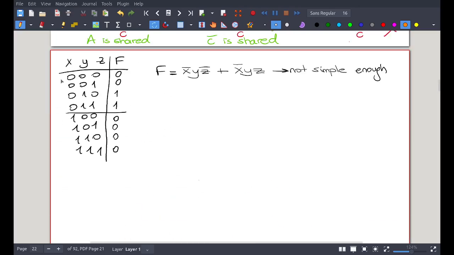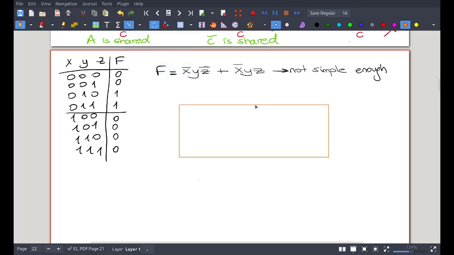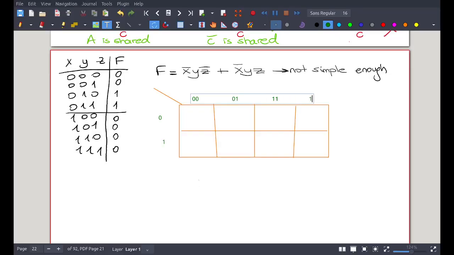Now we have an example. We are given this table, and we need to make it into a K-map table. How do we do that? We have these values: 0 here, 1 here, 0 0 here, 0 1 here, 1 1 here, and 1 0 here, right? And we have y z here and x here, and it's going to be simple.